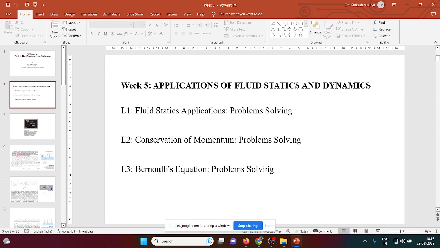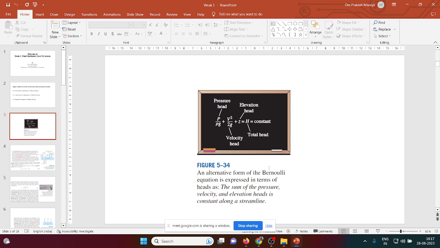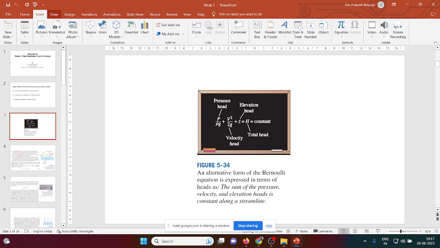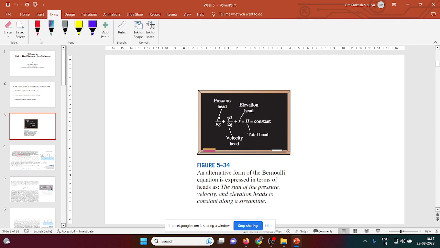So week 5 was about the application of fluid statics and dynamics. Lecture 1 was about the fluid statics application, and lecture 2 was about the conservation of momentum. The whole session was about problem solving. The last one was about Bernoulli's equation. I think Bernoulli's equation is visible to all of you. Yes, sir, but it is a bit small actually. Okay, now I'll try to write something. No problem. Let us first discuss the concepts. From the previous class, one student was asking about Bernoulli's and the pitot tube and all. We'll also discuss that, then we'll move to the questions, because the concept is very important.